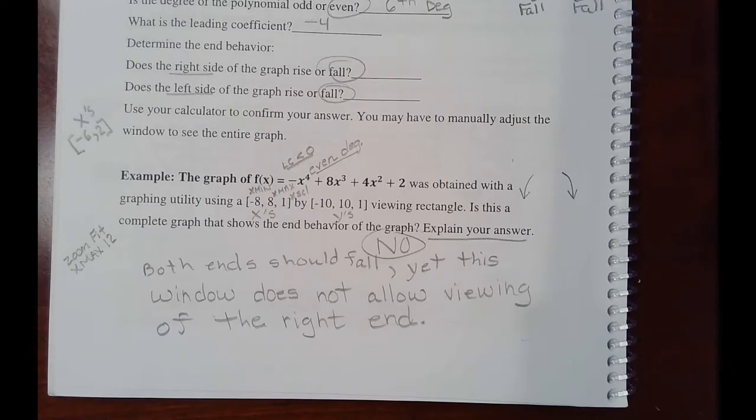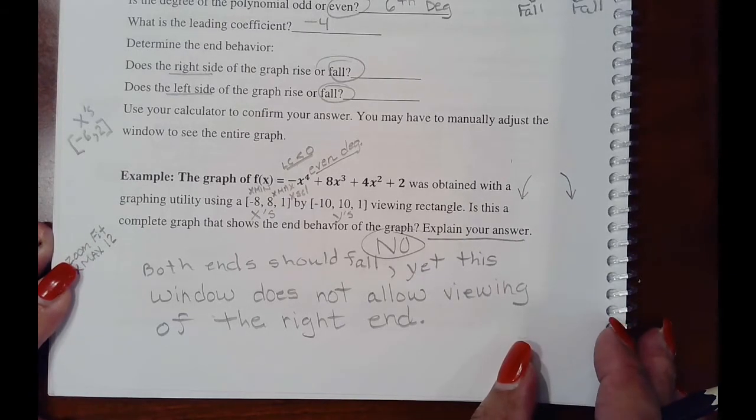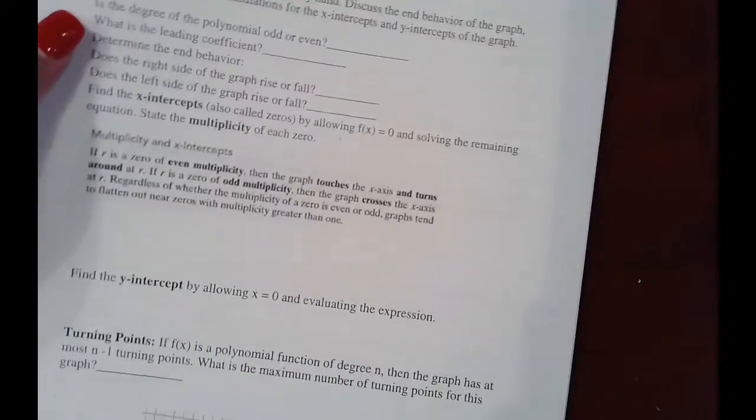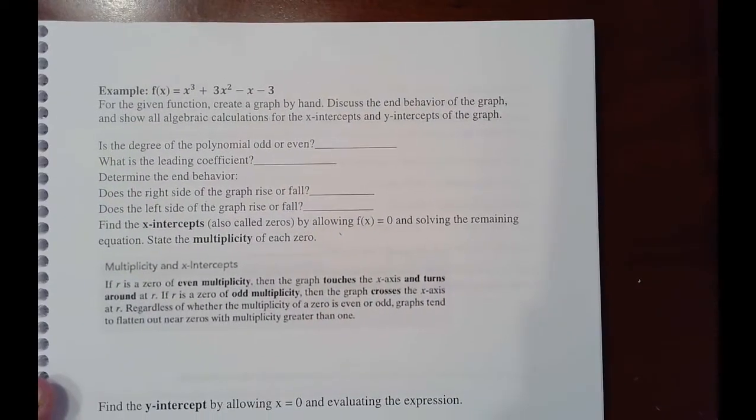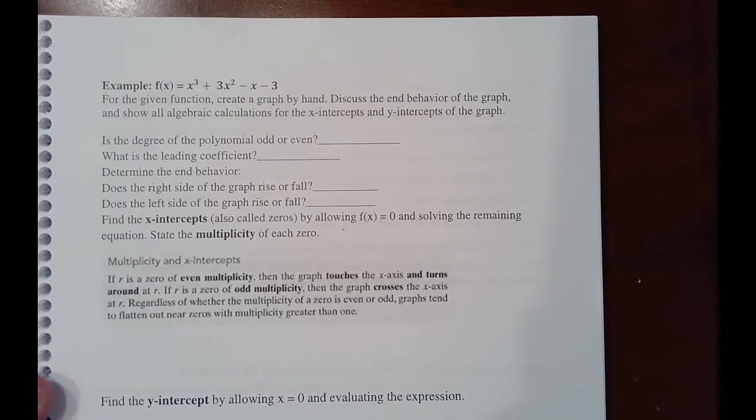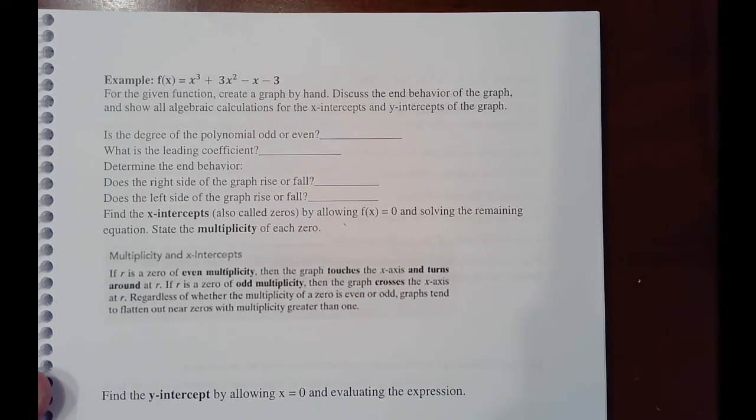Okay, moving on to the next example. I'm just talking a little bit about being able to tell what the ends are doing. Okay, here's another example. It goes a little bit further, getting you ready to produce your own graphs. For the given function, create a graph by hand, discuss the end behavior of the graph, and show all algebraic calculations for the x-intercepts and the y-intercepts.